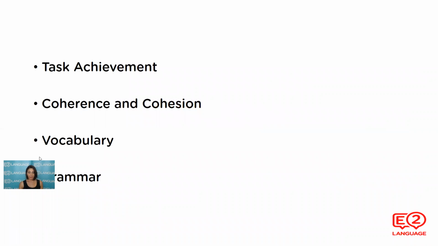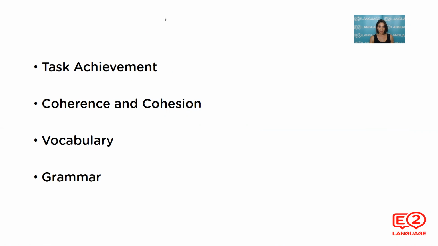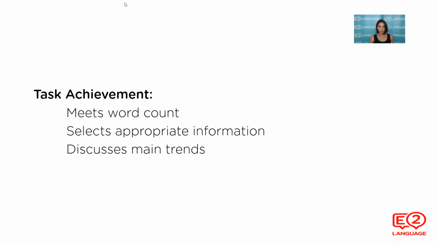Okay, let's have a look at the criteria. This is how you're going to be graded on 4 aspects: task achievement, coherence and cohesion, vocabulary, and grammar. Task achievement means that you've met the word count. You have to write 150 words, no less. If you write any less, it's going to affect your score in this criteria. You need to select the appropriate information, meaning that you're not writing about random data or data that isn't that important. You're writing about the most and the least, the most significant trends.